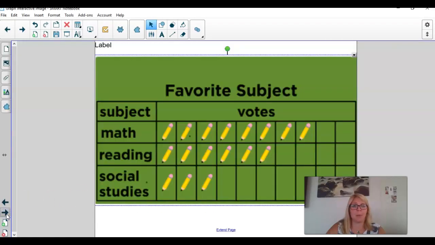Here's another example of some labels. This one is subject: math, reading, social studies. So math, reading, and social studies are the different subjects. Those are the labels that tell us what the pencils mean, how many pencils is equal to math, how many is equal to reading, how many is equal to social studies, and the title tells us that these are the favorite subjects. So math has so many pencils, and that is the labels that tell us what those pencils represent.